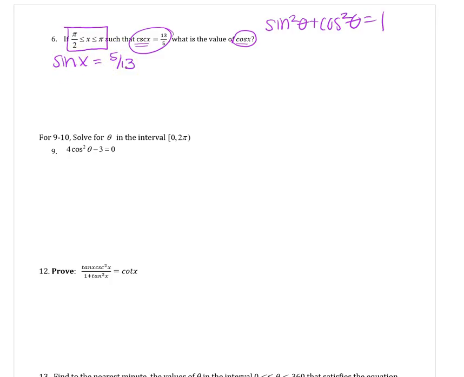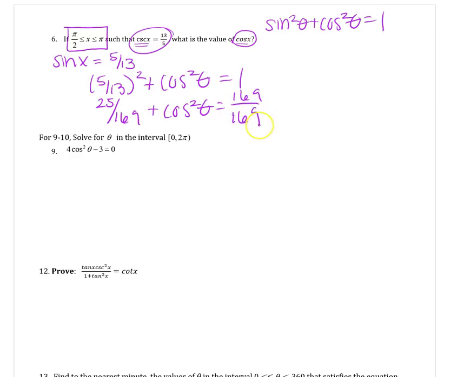Now I just have to plug into the identity. So 5 over 13 squared plus cosine squared of theta is equal to 1. And then we just solve. So this is 25 over 169. Then I may change this to 169 over 169. Subtract 25. So cosine squared of theta is equal to 144 over 169, which you should recognize both of those as perfect squares.